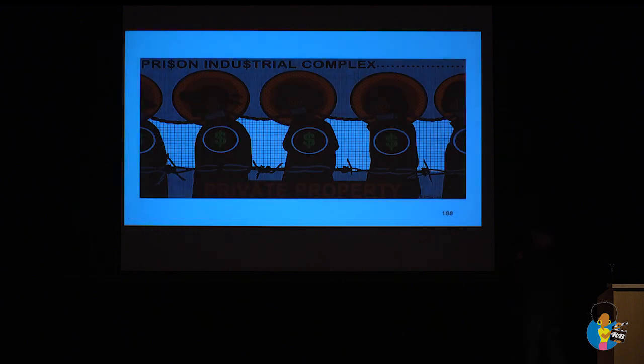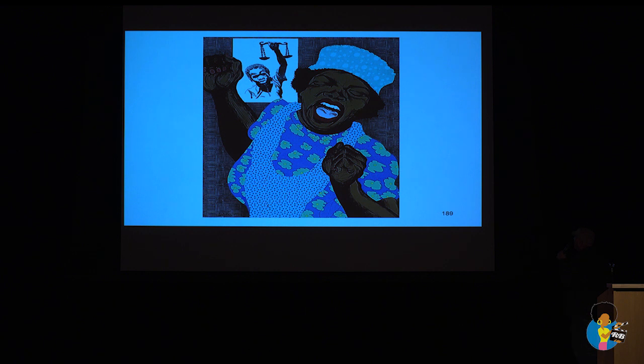The youngsters don't know what they're getting themselves into when they get into prison. They get into modern-day slavery. Next. Prison industrial complex. It's about money, private property. This is, again, another one that I use, too. At one time, I had a badge of Free Eddie Conway on there when I reinterpreted it a while back. Next.